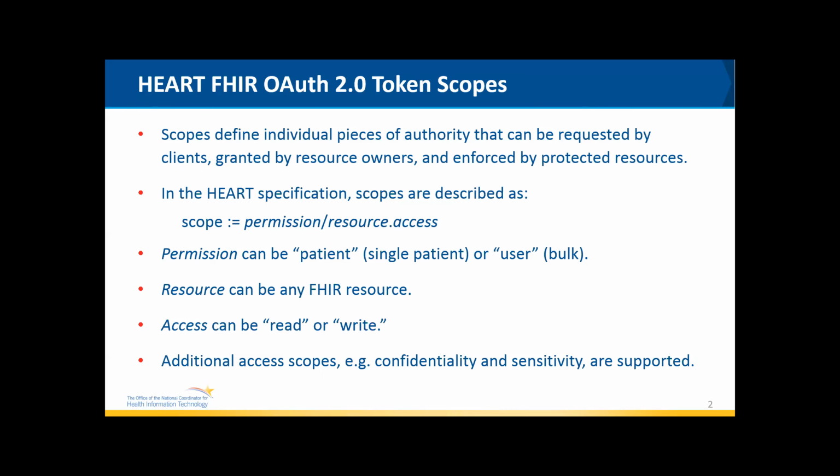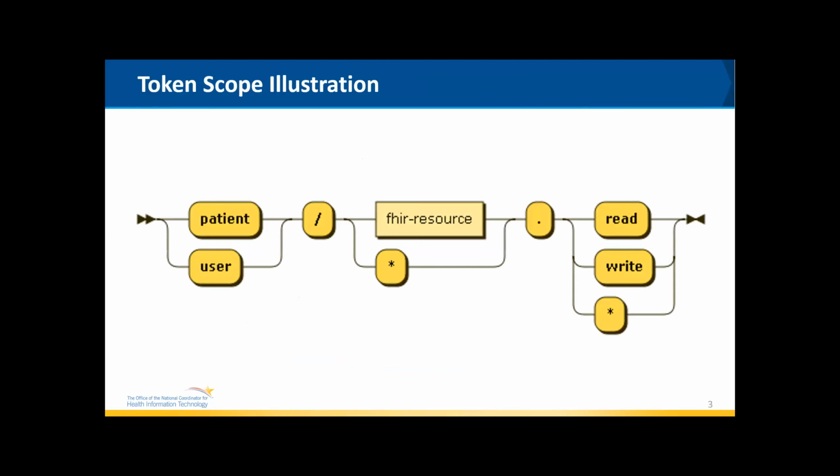So let me give you a picture of the core scope. Here's a representation describing the scope statement in HART. The resources can be any FHIR resource. For example, scope could be patient/appointment.read, and that would ask for read access to a specific patient's scheduled appointments. So patient, remember, is not the ID of the patient, it's just a string, meaning it's specific to a patient.